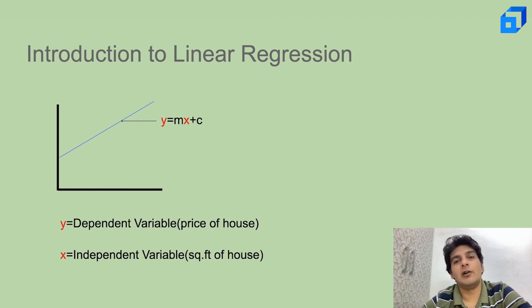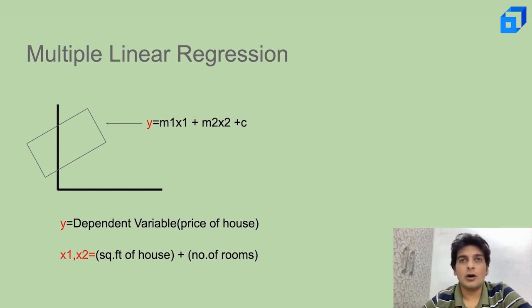And when you say y is equal to mx plus c, y has to be a numeric value. So this was one such example where we could use linear regression. Now, what we saw was actually the simplest version of linear regression, and obviously it is called simple linear regression.